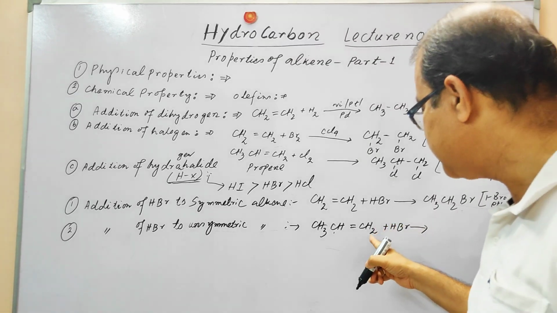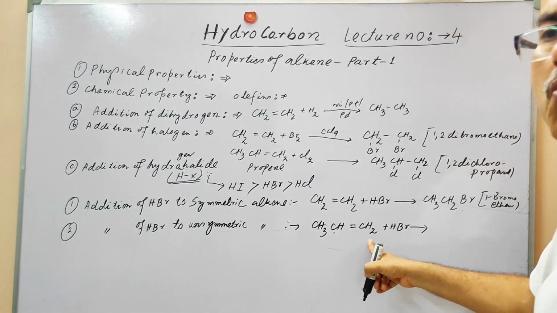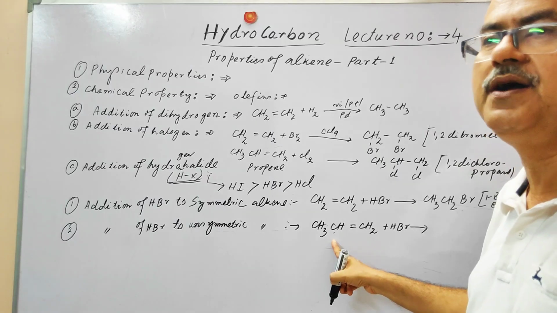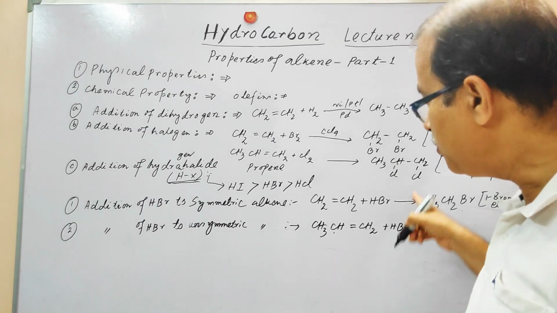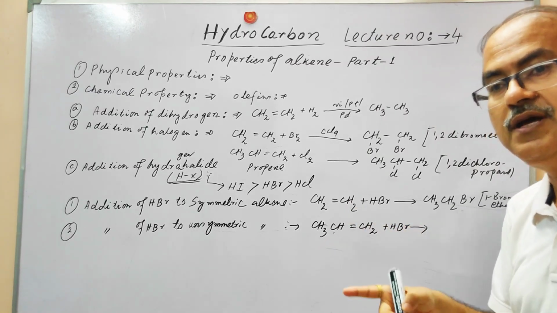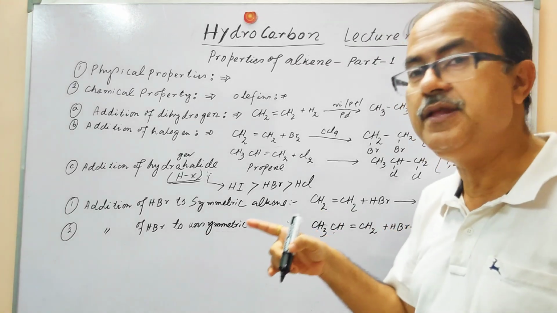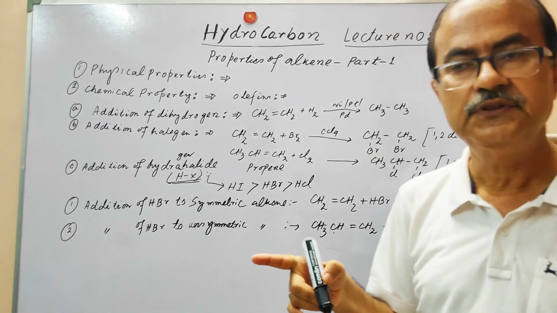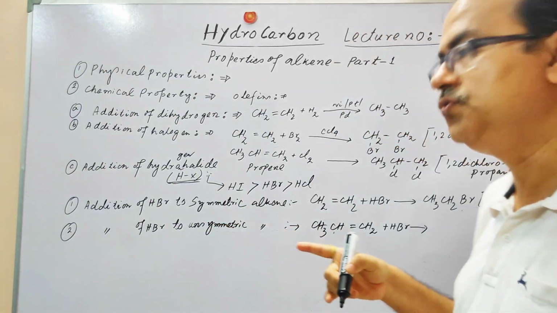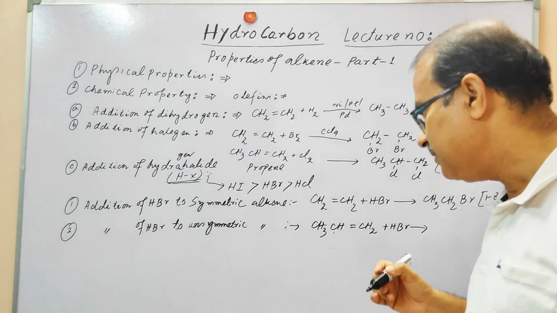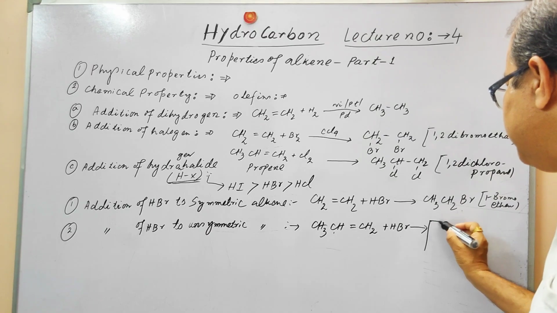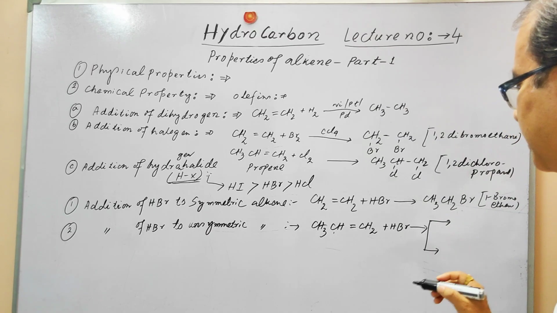If this Br is added here, it will be 1-bromopropane, and if we add it here, it will become 2-bromopropane. So which product will be the major product, with maximum yield? That we will discuss with a very, very important rule. This is called the Markovnikov addition rule. Let us first understand this rule.